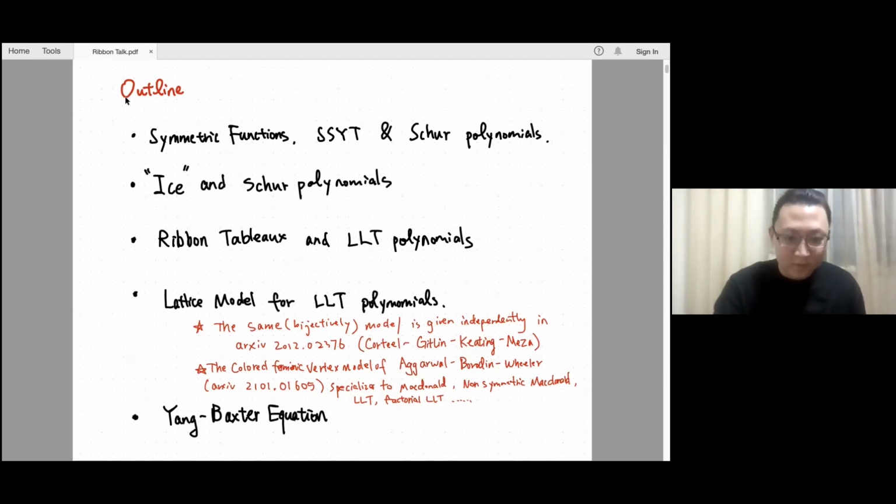And I just want to put a note here that, up to a bijection, the same model was also proposed by Cortillo, Keating, and Mesa in a recent arXiv preprint. And there's also a very recent, amazing work of Agarwal, Borodin, and Wheeler, which is what they call the colored fermionic vertex model, a very general lattice model which is specialized to Macdonald, non-symmetric Macdonald, LLT, factorial LLT, and Schur lattice models. So this is like the king of lattice models.